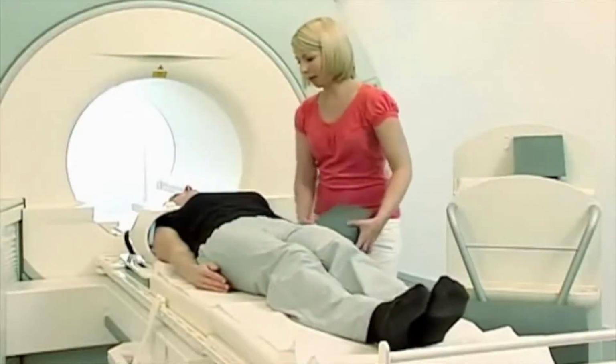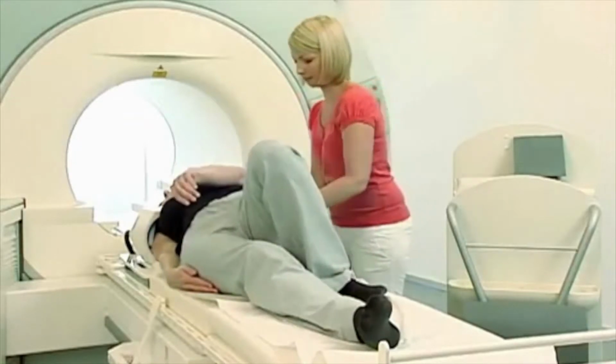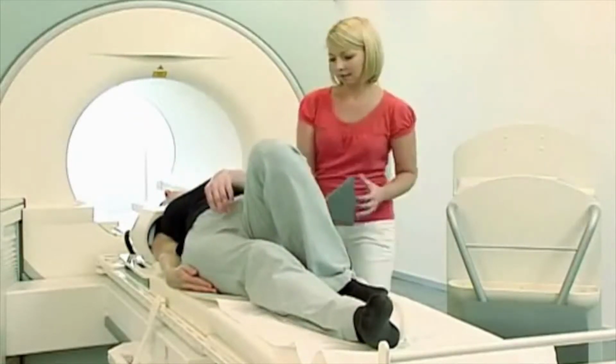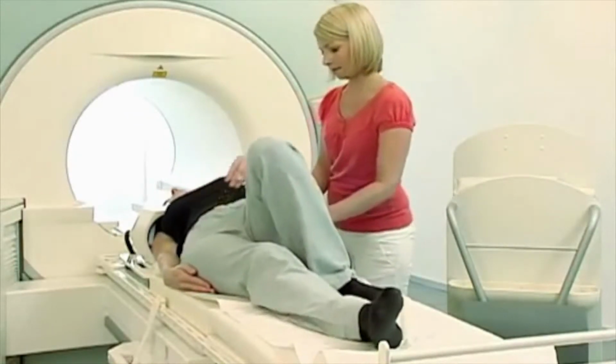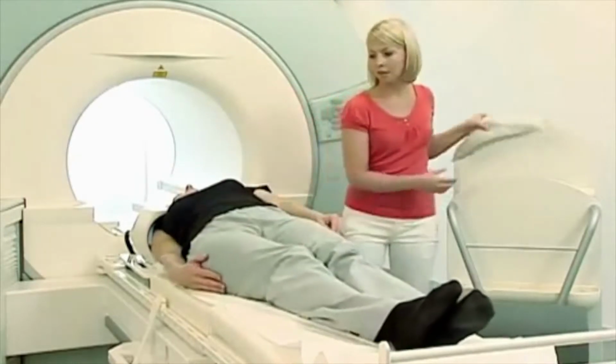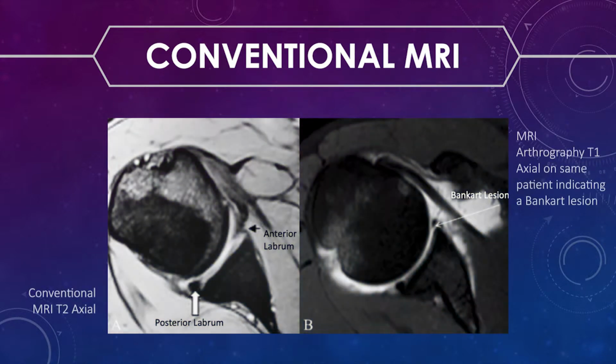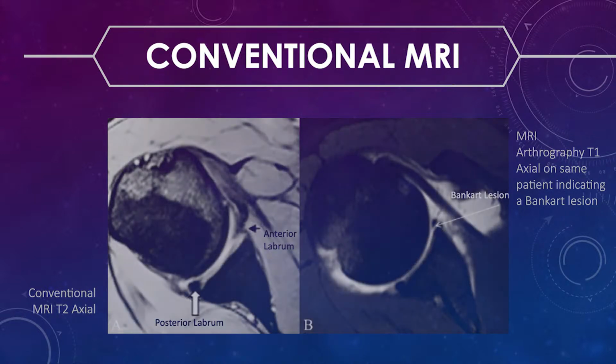Routines vary from place to place, but a typical one may consist of proton density or PD and T2 weighted coronals, T1 and T2 weighted sagittals, and a PD axial with fat suppression on all sequences. Conventional MRI is often performed in patients with acute symptoms after the initial injury, as the effusion will often work as intrinsic image contrast. However, with chronic symptoms, MR arthrography or MRA is recommended.